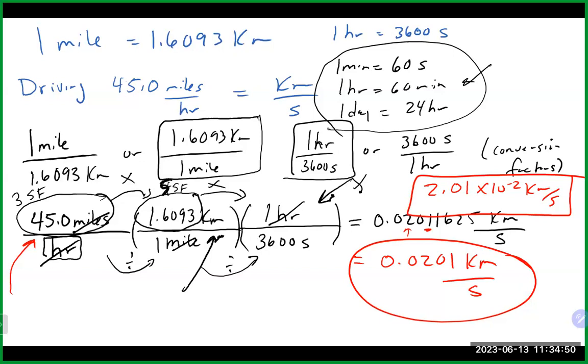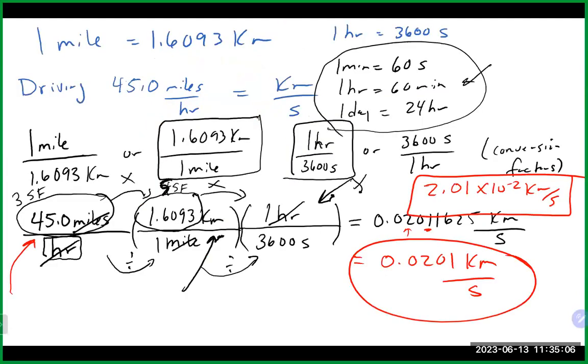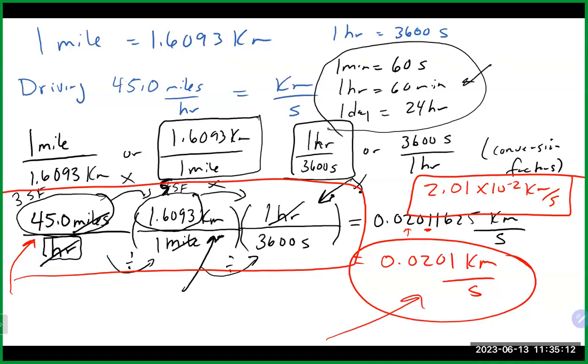Doing the stacking method, I like to call it, where you go like 35 meters per second, divided by 4 or 5 feet per minute, and you lose track of what you're doing here. That is not the correct way to show it. So you do need to show it this way to receive credit, the setup, and then obviously the answer to the proper number of significant figures. Any questions on that there?